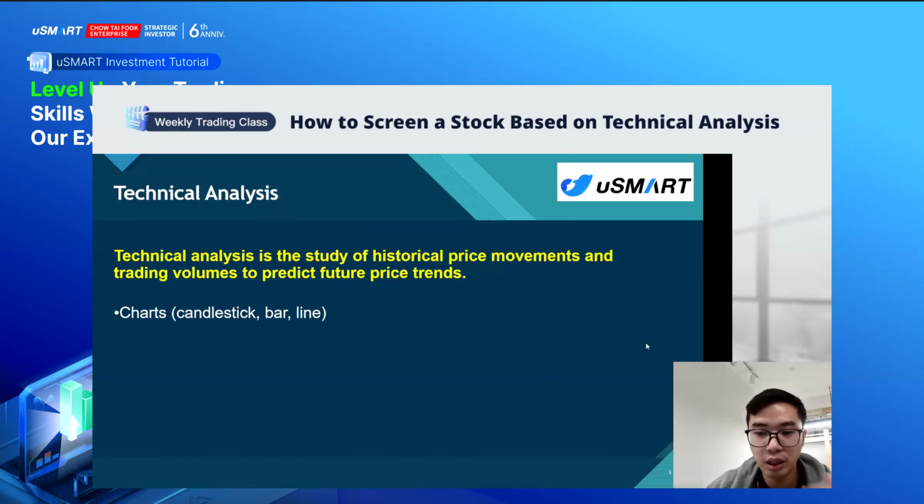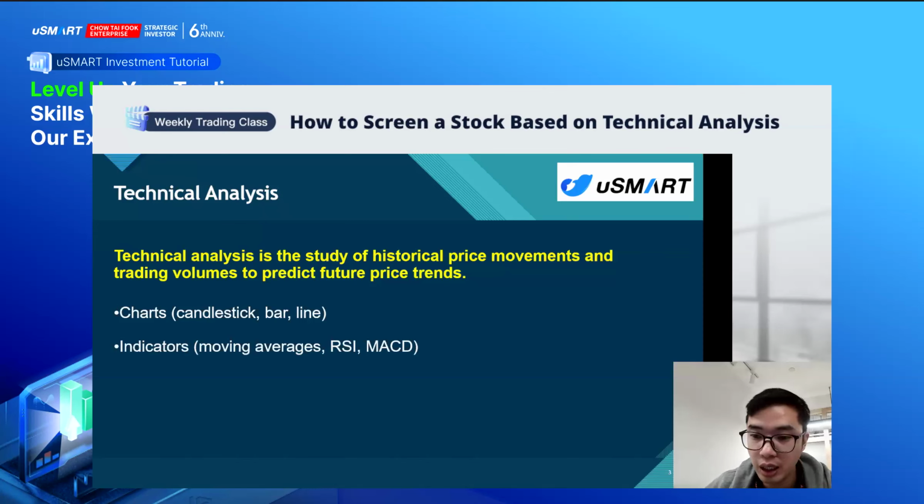So usually in technical analysis, we will use charts. In charts, we use Japanese candlesticks. If you all follow me, last week I explained what Japanese candlesticks are, but no worries, later I will explain it too.